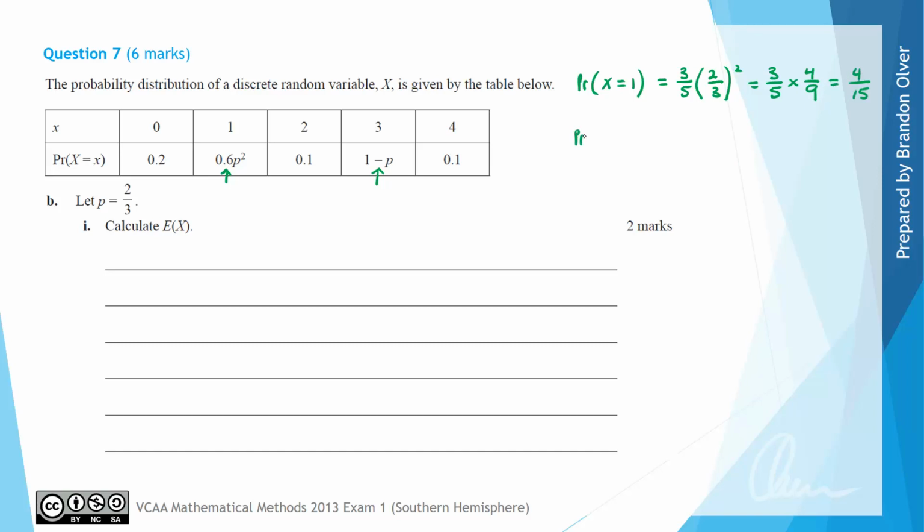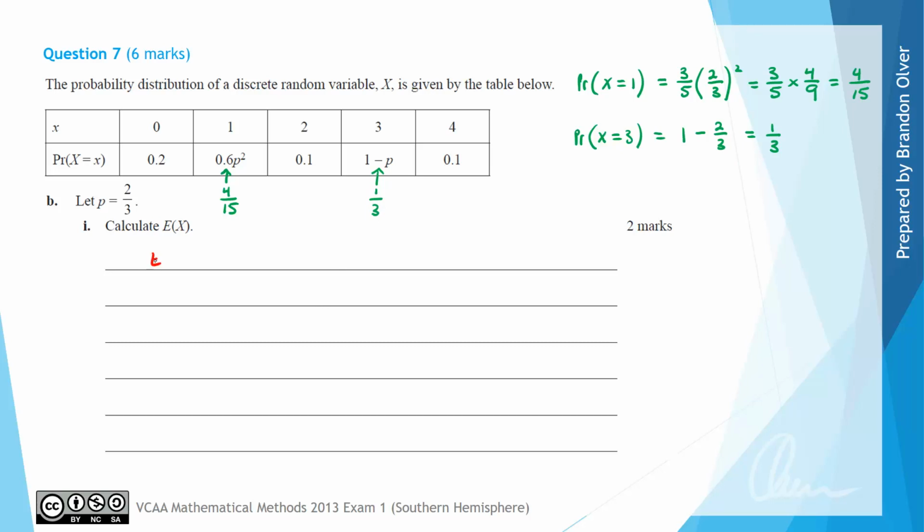We can also work out the probability when x is equal to 3, and that's simply 1 minus the p-value of 2/3, which is equal to 1/3. So this value here is 4 over 15 for future calculations, and this is 1/3 for our future calculations.